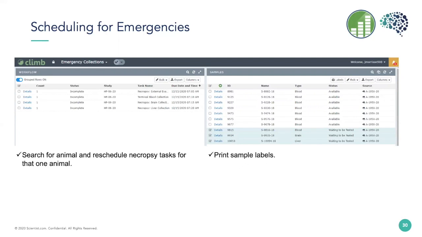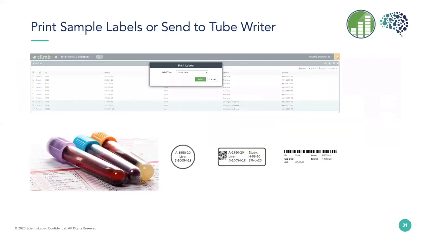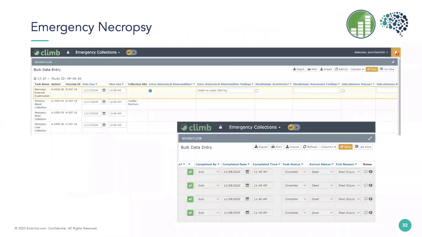So let's look at that in a little bit more detail. So here's an example. You're looking at that same sample screen here where your 3 samples are selected. You can actually send these directly to a printer. There's some examples of some sample labels there. Alternatively, you could export the sample information or use an API integration to send this all to a tube writer. So whichever way that your group does labeling is fine. And all of this happens in seconds to minutes.